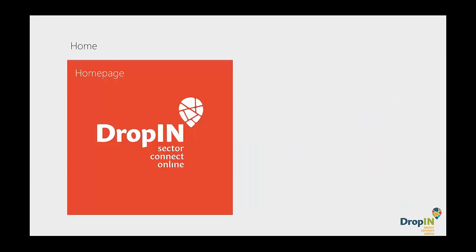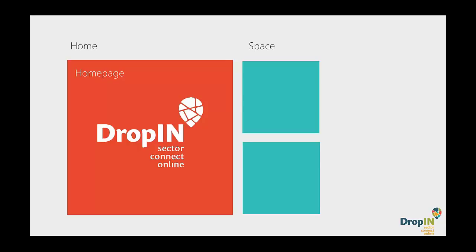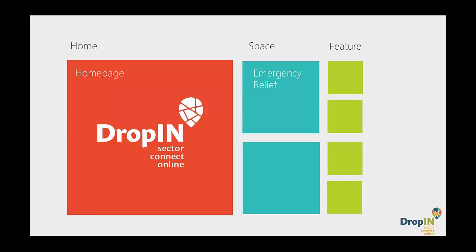So as an example, if this was not very clear, we have the home, which is the Dropin home page, and then we have a space, like for instance emergency relief, which is one of our spaces where you can have multiple non-for-profits, multiple organizations working together for this one project, which is the emergency relief. Then we have the features. For instance, we have one called news and updates.